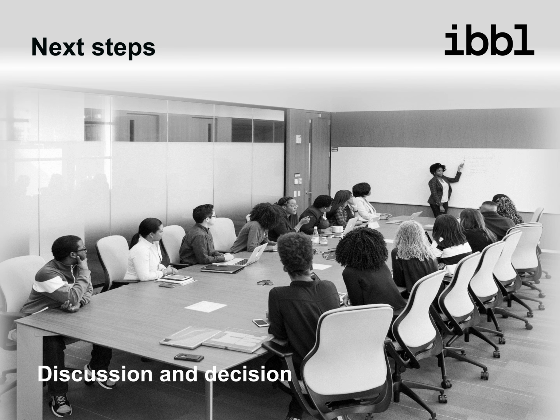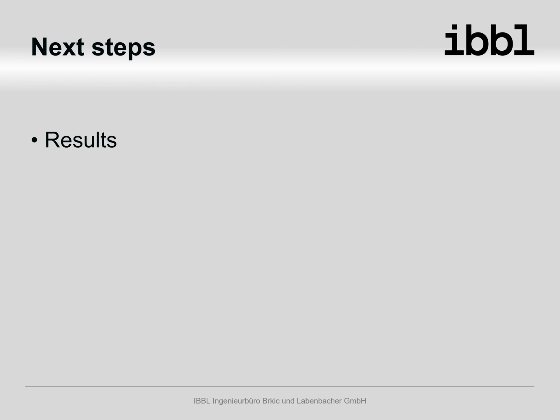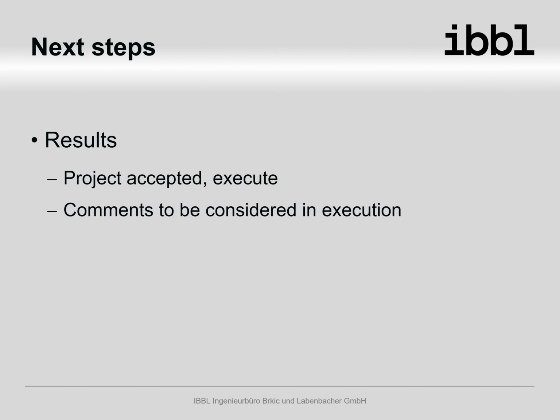At the end of the basic engineering, there will be a discussion about the results. The stakeholders have to decide about the next steps. There are several typical possible outcomes from such a discussion. Of course, the most obvious one is to execute the project. The stakeholders will have comments which need to be considered during the execution. Another possibility is to restart the basic engineering as the project could not be accepted, and the project can be stopped.